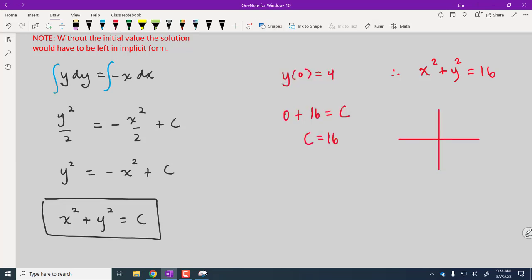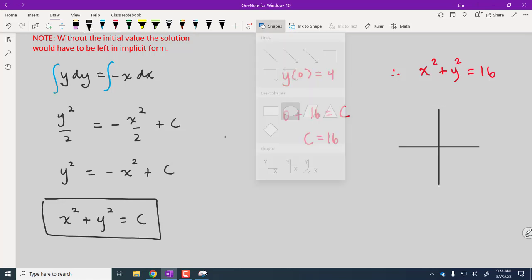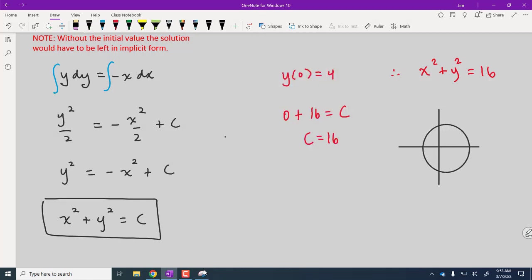So we know that we are dealing with this object. And we know the location of this initial value. Y of 0 equals 4. That says when x is 0 and y is 4. So this is the implicit function that we're looking for.